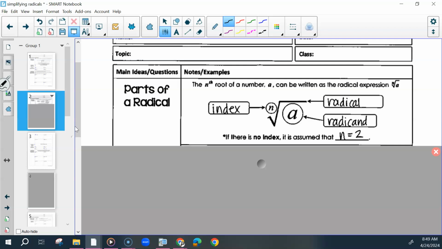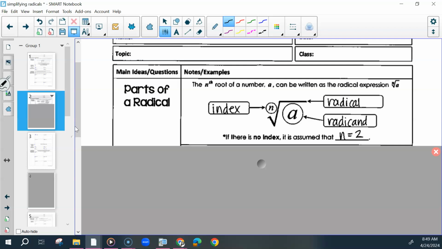So in our radicals, the nth root of a number a can be written as the radical expression, the nth root of a, where the n is our index. Then we have the radical, and anything underneath the radical is the radicand. If there is no index, no number on the outside, assume that number to be 2. If you were solving with radicals, you would get a positive and a negative version of whatever the answer is, but in this case, we're only going to look at the positives.